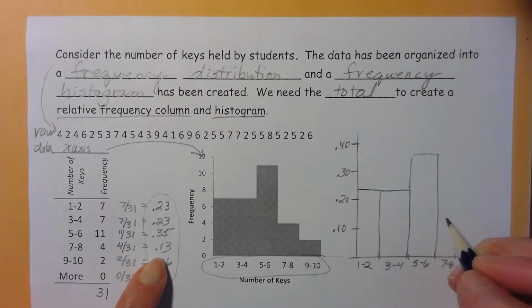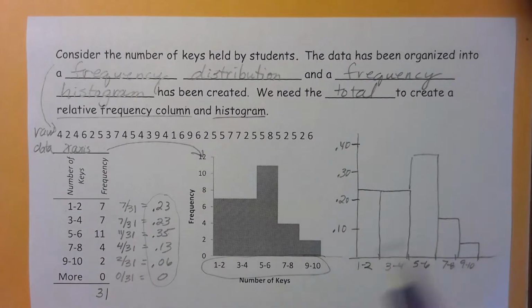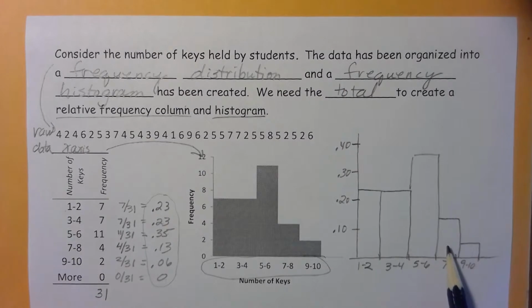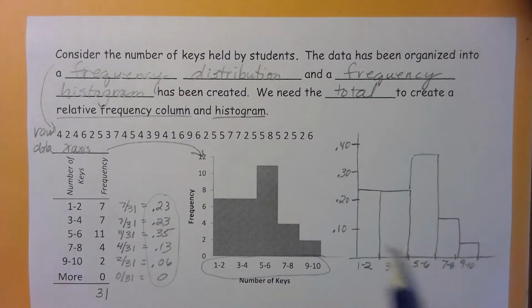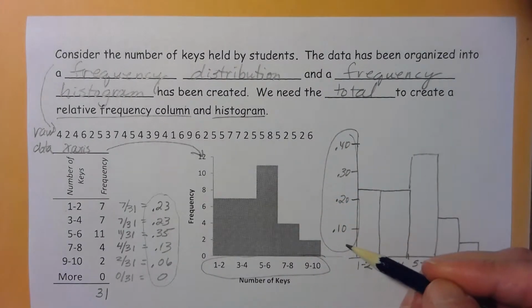Next bar would be 0.13, about right here. And then 0.06 would be about right in here. Okay, so we can see that the histograms have the exact same shape. The only thing that's changed is now we are listing our y-axis as relative frequencies. So that's really the big change there.